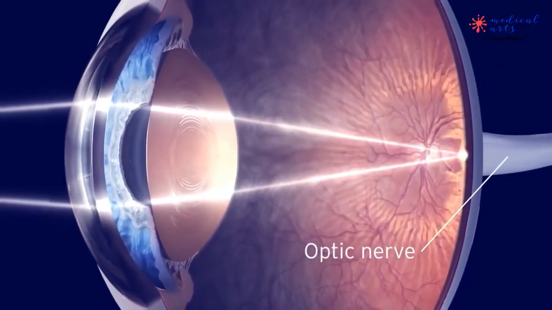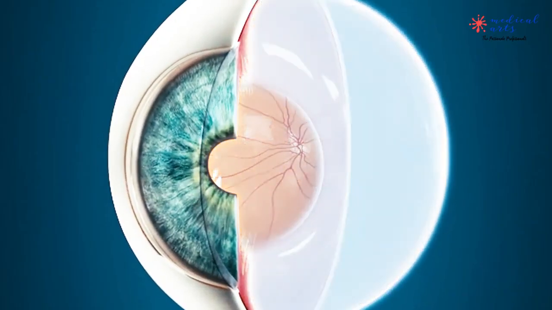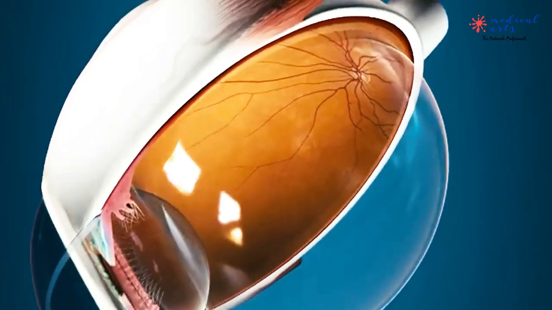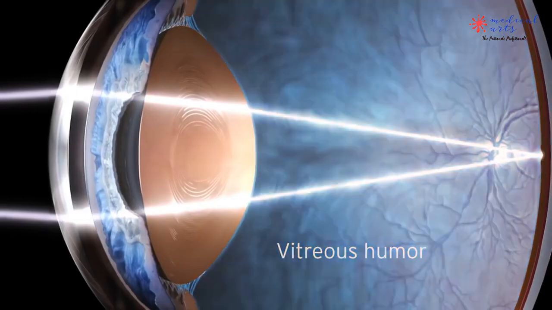Inside these 3 layers, there is a vitreous cavity that lies between the lens and the back of the eye. A jelly-like transparent fluid called vitreous humor fills the cavity. Vitreous humor plays an important role in maintaining the round shape of the eye.